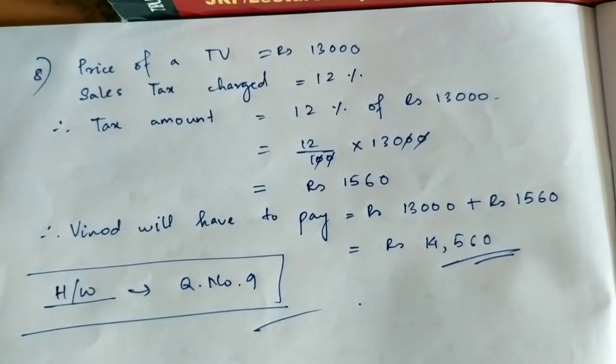Now we'll move on to the last question of the exercise, that is question number 10. Let's read the question. I purchased a hair dryer for rupees 5,400 including 8% VAT. So that 5,400 is inclusive of the VAT. 8% VAT is included, so the price is this. Find the price before the VAT was included, or the price without the VAT.